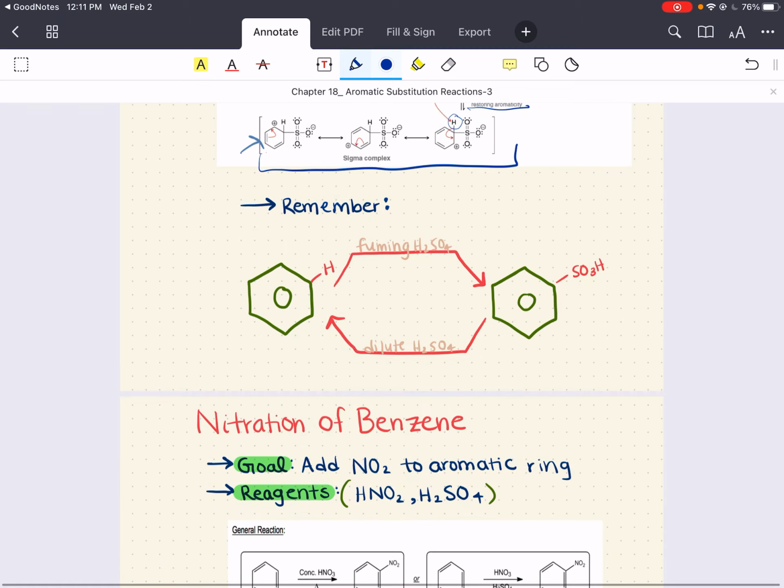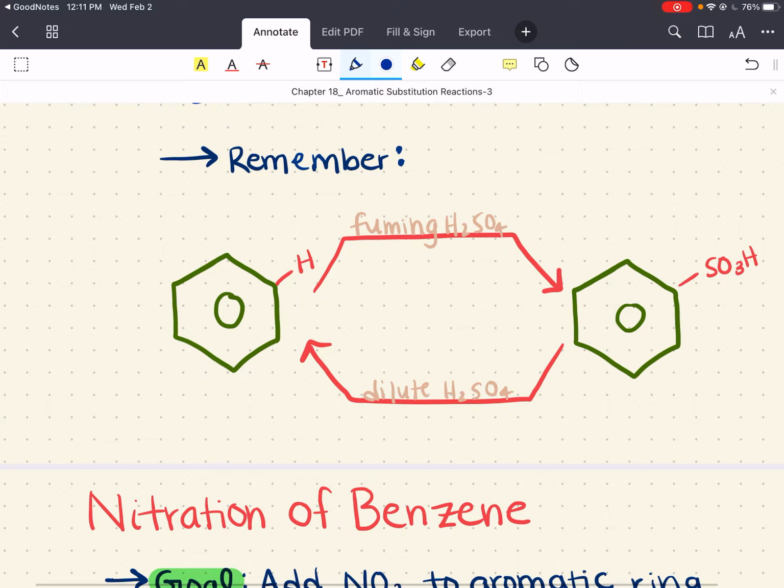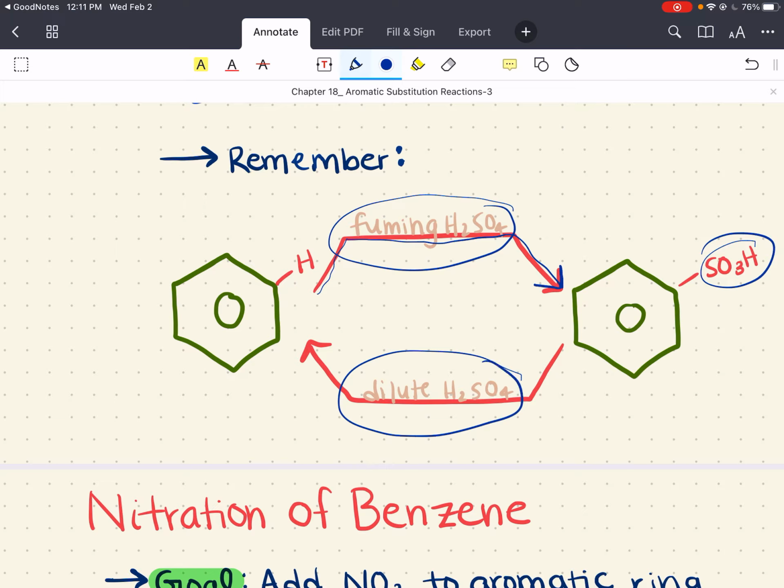Now, one quick thing to remember is if you are trying to do an aromatic electrophilic substitution where you add sulfur trioxide to your benzene ring, you use fuming sulfuric acid. However, if you are trying to accomplish the reverse reaction, what you would want to use as a reagent is dilute sulfuric acid. So that's a good thing to keep in mind for future synthesis problems as well.